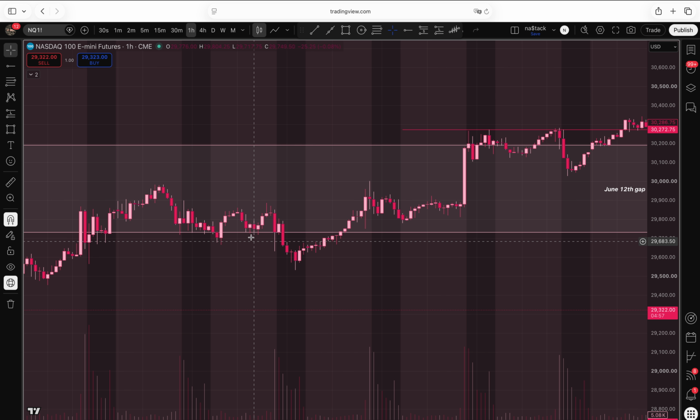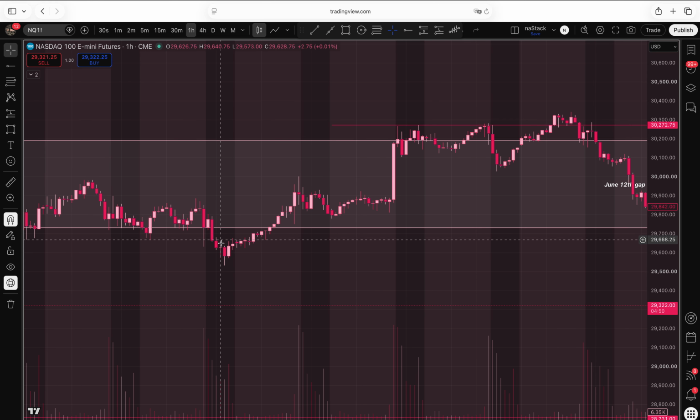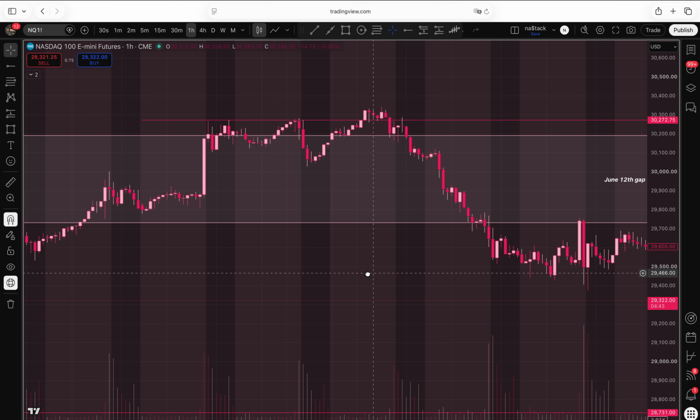So it's moving through the gap. This is not tradable to me. That's why I like to mark gaps. It is not tradable, and it's also moving weirdly side to side. It's not trending up, it's not trending down, right?